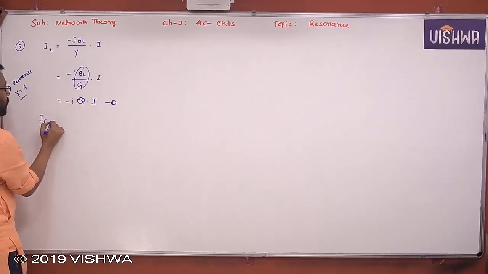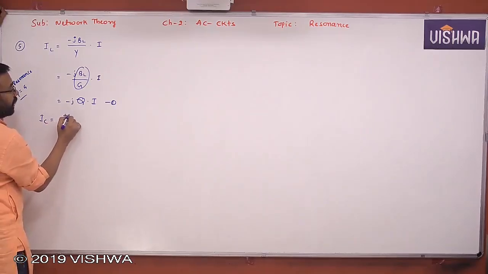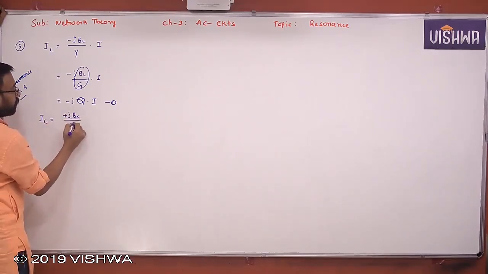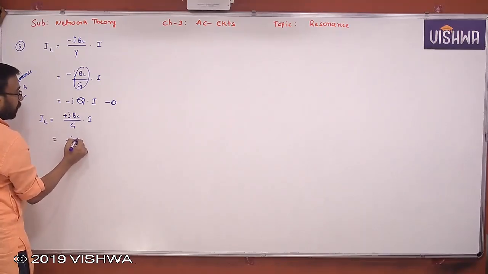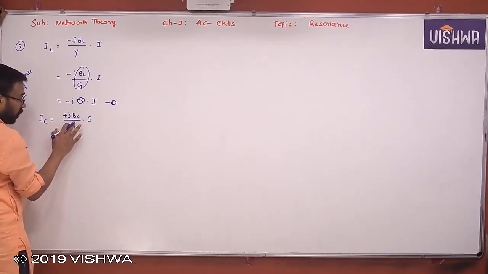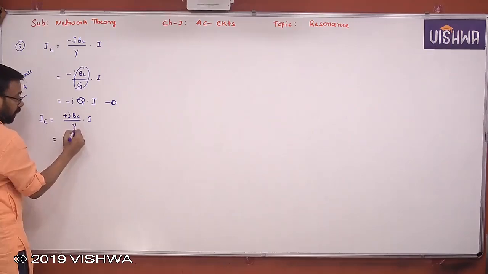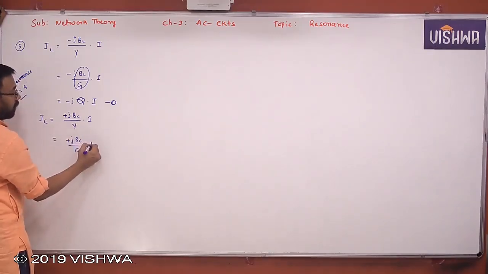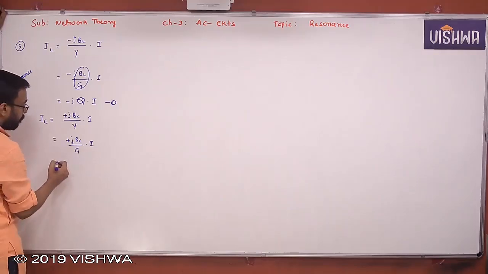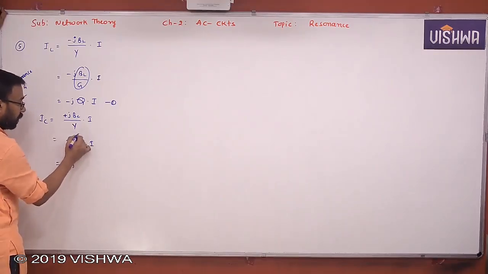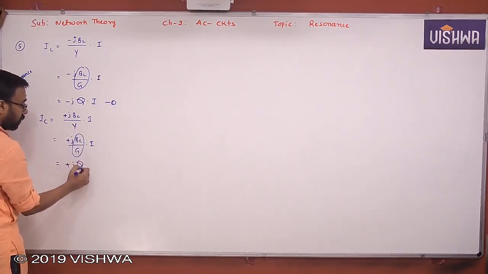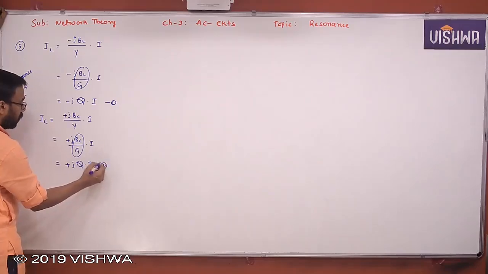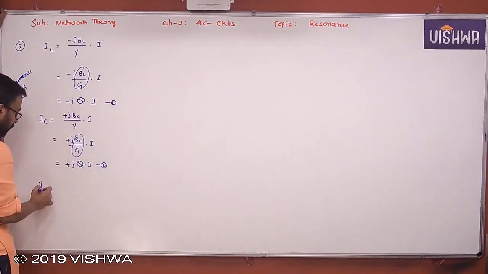Similarly, IC is equal to plus jBC by Y into I, plus j BC by G at resonance, plus jQ. This is nothing but again quality factor. Okay, this is Y actually, I told you already. You also know that at resonance, IR is equal to I.